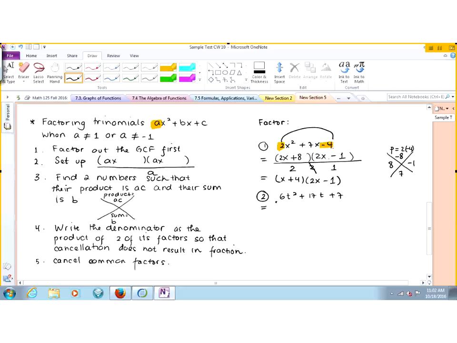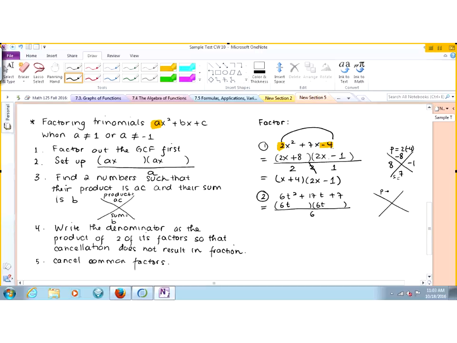So how do we set it up? 6p squared divided by 6. So I'm going to put 6 in the middle as of right now.